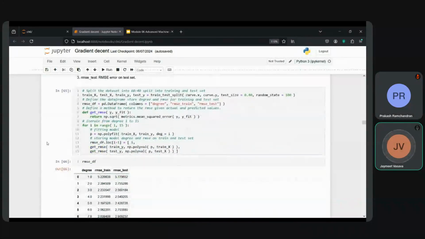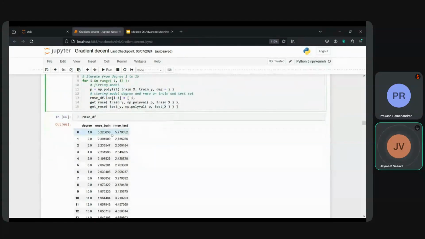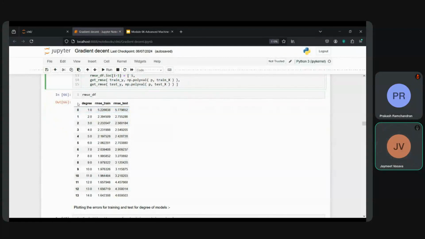So basically what we did was define the root mean squared error for the y and y fit values, and iterate through different degrees from 1 to 14. So the given range is 1 to 15. For the different values, this is what we get.